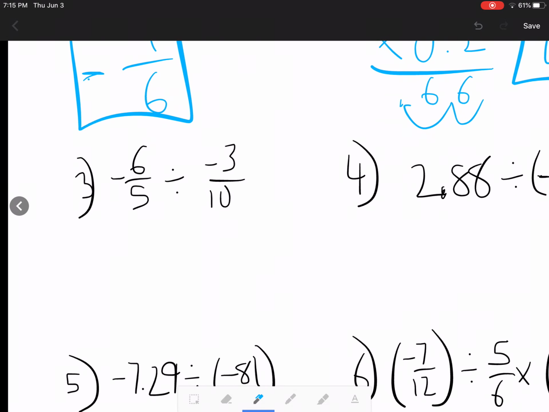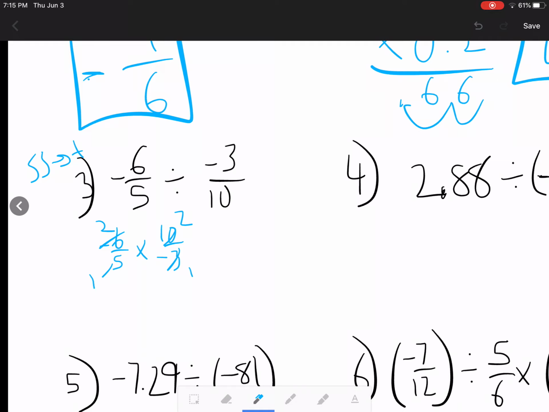Number 3, again, we have the same sign, so that means my final answer will be positive, but I'm dividing fractions, so I want to do a little keep, change, flip. So -6/5 times 10 over -3. Cancel out some stuff. That's 2, that's 1, that's 2, that's 1.